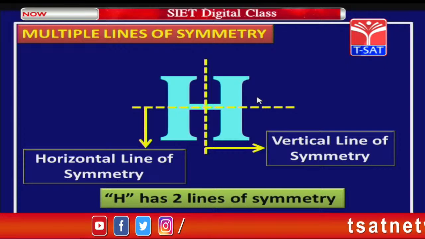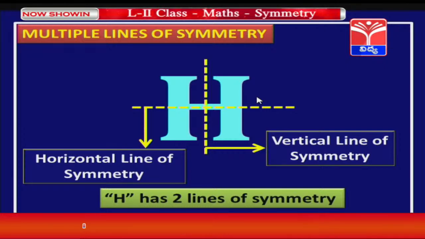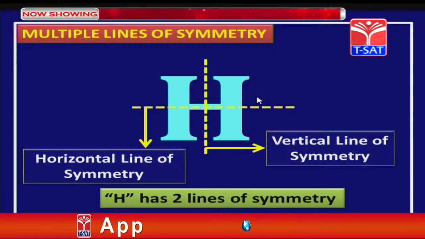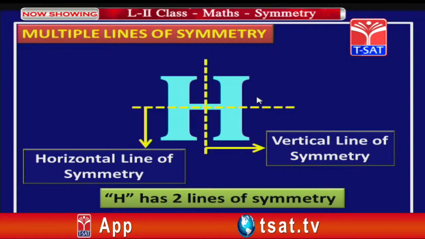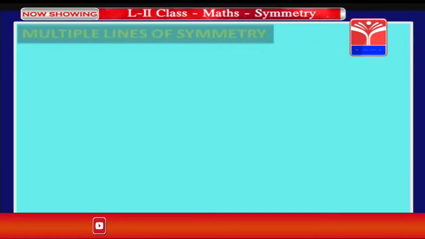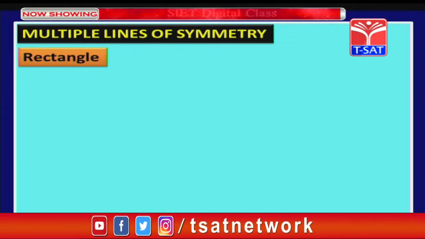That means, what we can say children? Yes, the letters in English alphabet may have one line of symmetry or more than one line of symmetry, or even may not have a line of symmetry also. Now, let us check for multiple lines of symmetry for some geometrical figures.